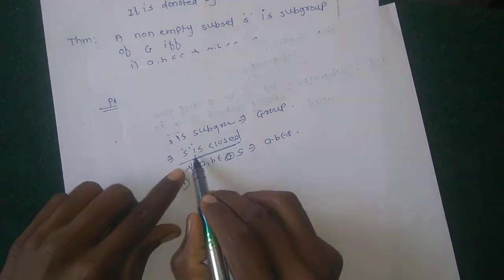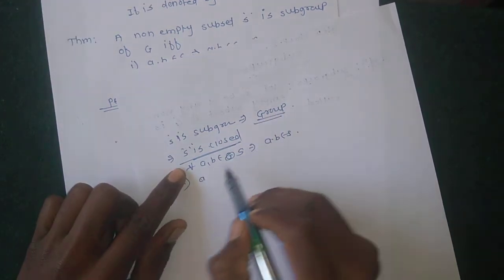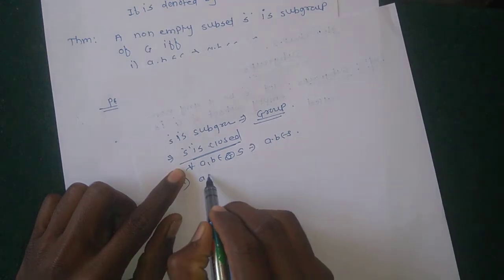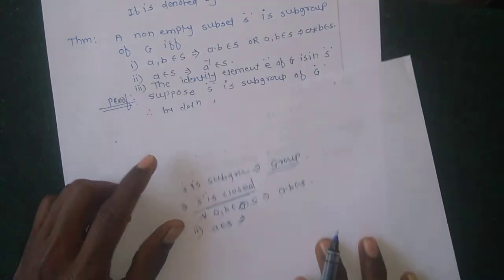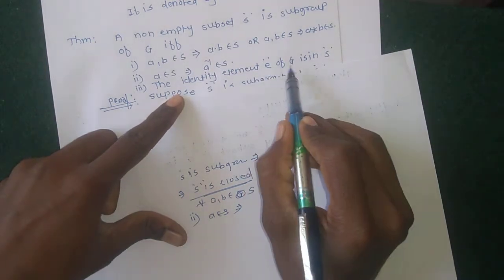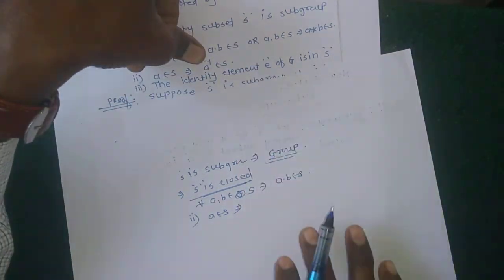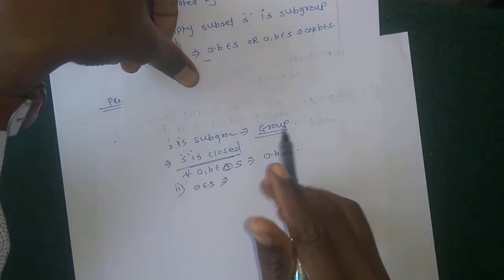Here A is in the group, which implies that the existence of the inverse element is satisfied, because A belongs to S. Which implies that the identity element also exists in S, because the identity element is unique and the inverse element is also unique. G is a group, and S is a subset of G.